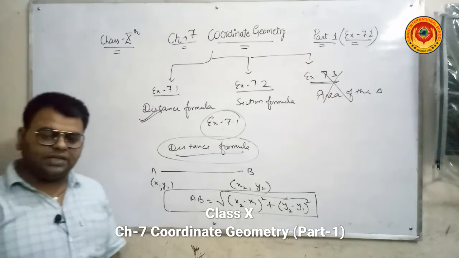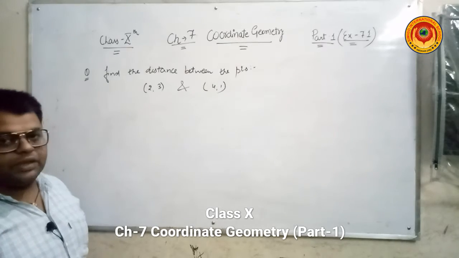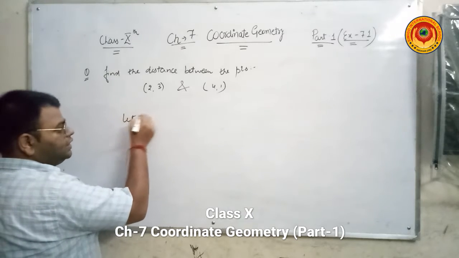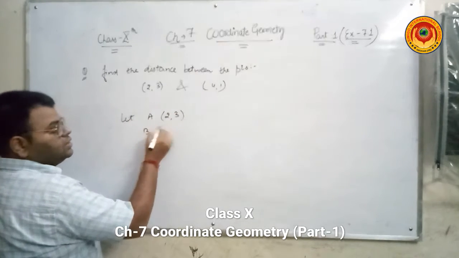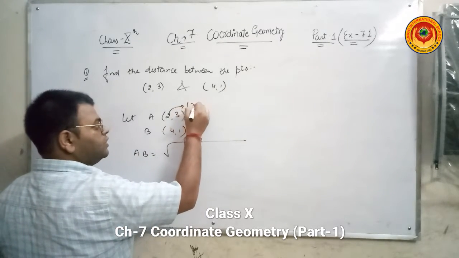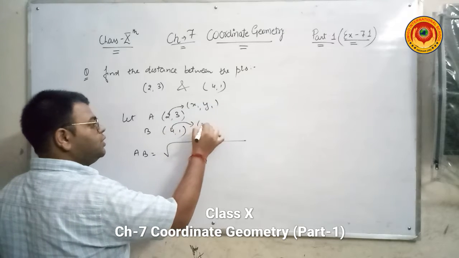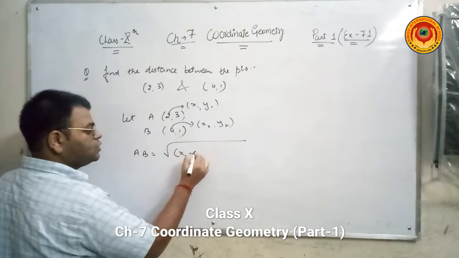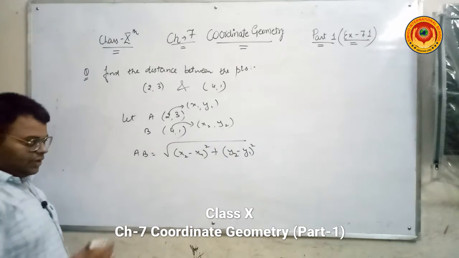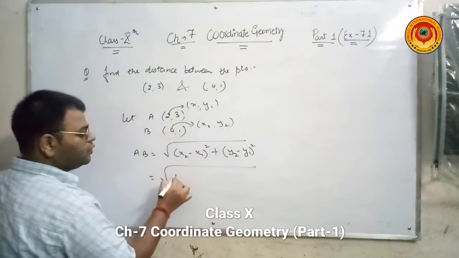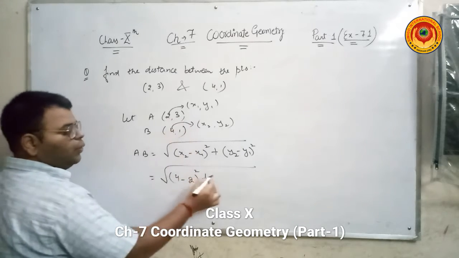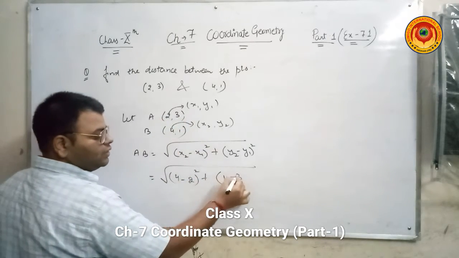Now question number 1 is, find the distance between the points 2, 3 and 4, 1. So use the distance formula. Let us give the name A and the other as B. Okay, so AB. Suppose this is your x1, y1 and this one is your x2, y2. So what's the formula? x2 minus x1 whole square plus y2 minus y1 whole square. What is your x2? Your x2 is 4. What is your x1? That is 2. What is your y2? y2 is 1 and y1 is 3.